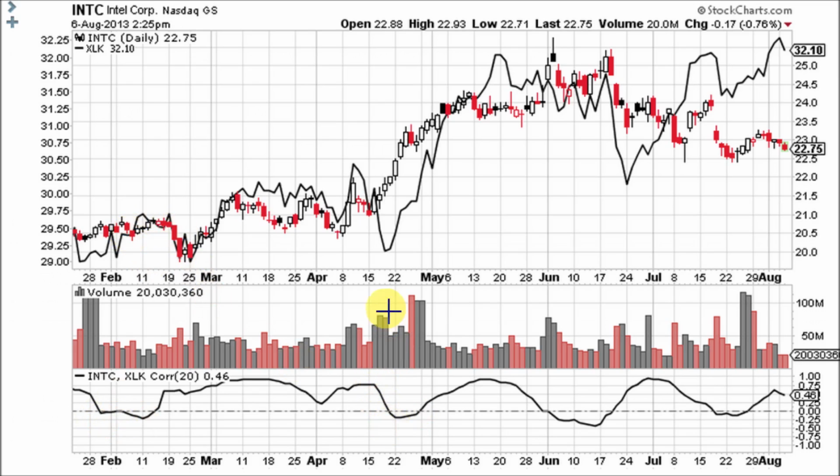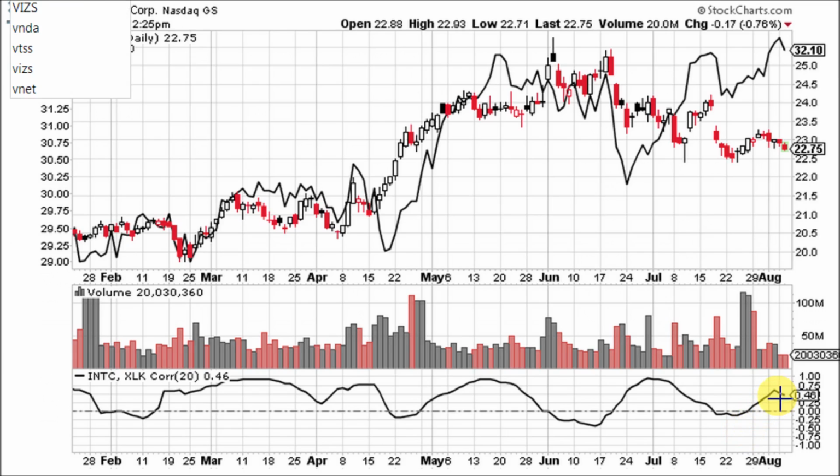Okay, this one, it was stock going up, sector going down. This one was, it's hard to read that one, but a very strong period of correlation here. And then right here it goes really bad because XLK goes up and Intel gaps down and pretty much goes down. Okay, then it's starting to form a period of correlation again. So not so good there.